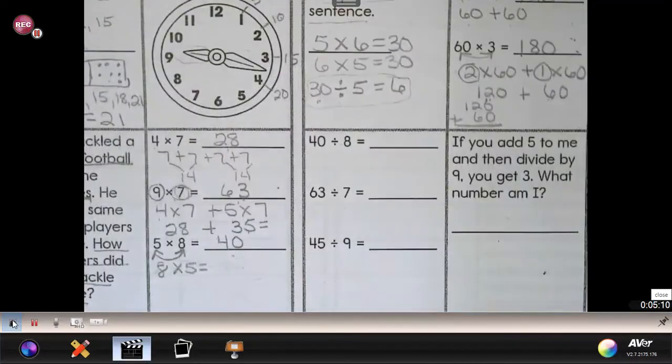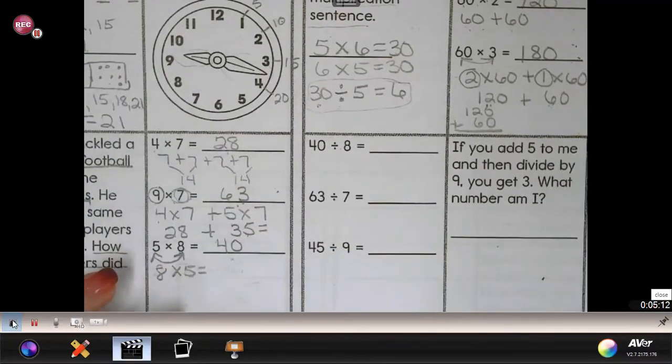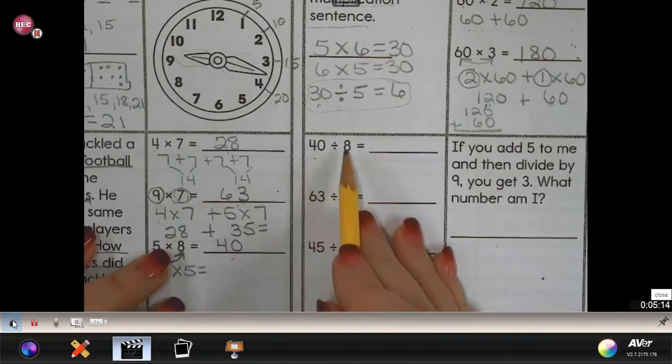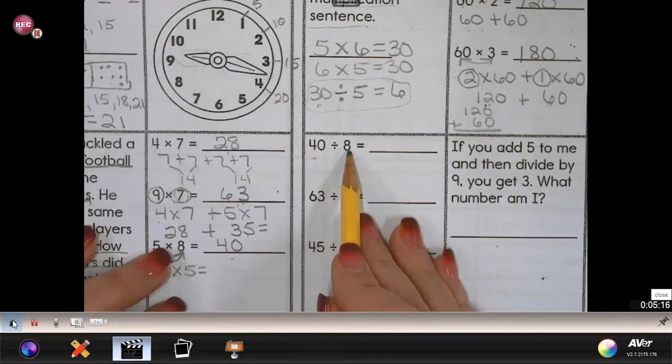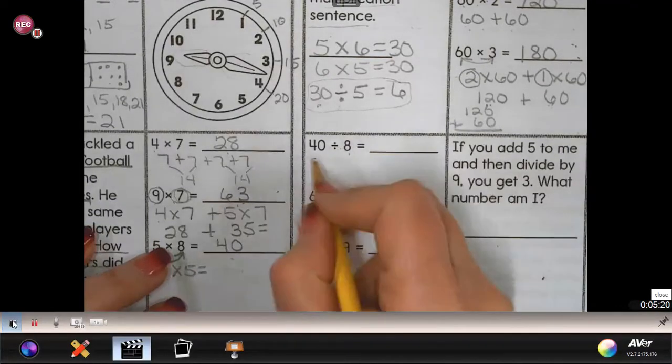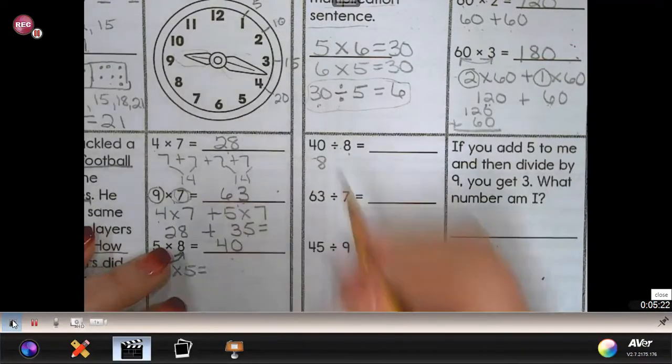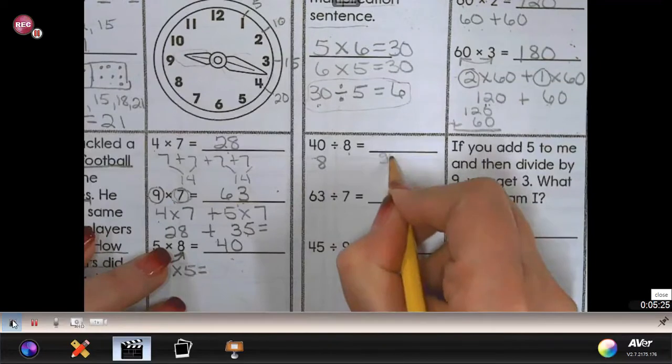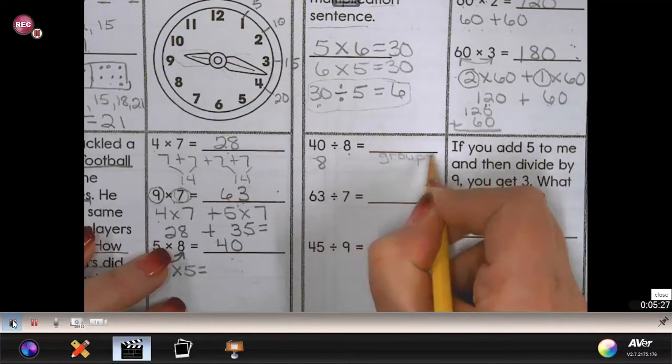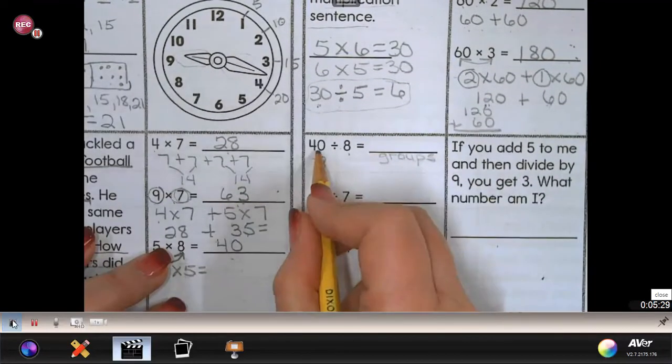Let's take a look at our problems here. So I have 40, and let's say I know the number in each group. So let's say my groups are 8s. I want to know how many groups of 8 can I make? How many groups of 8 will there be to get to 40?